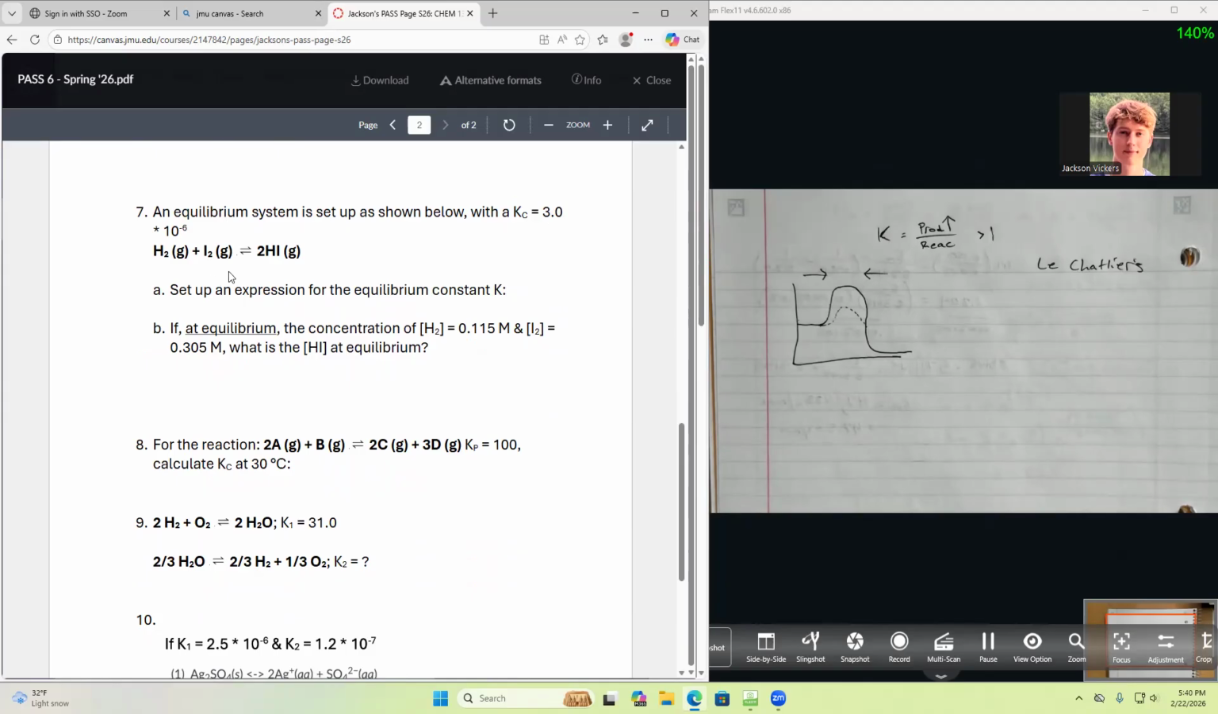Kc is 3.0 times 10 to the minus 6. So right off the bat, is this product or reactant favored? Reactant favored, yeah. It's a tiny number, times 10 to the minus 6.